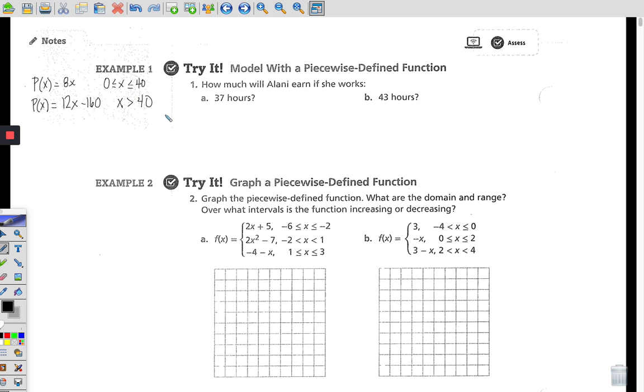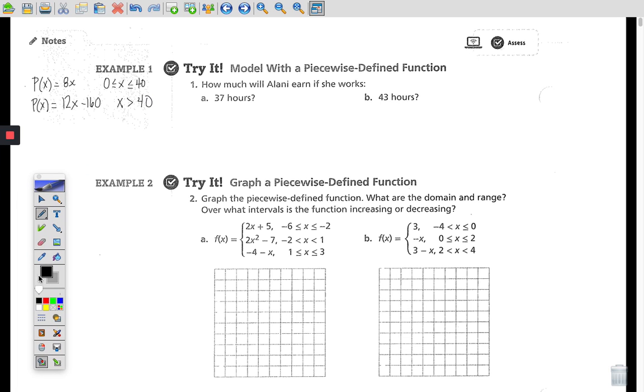So all we're doing here is deciding which equation to use to plug in to figure out how much she will make if she works, for instance, 37 hours. 37 is between 0 and 40. So I'm going to take 8, multiply it by 37. So if Alani works 37 hours, can somebody with a calculator help me out here? How much will she make? 296?